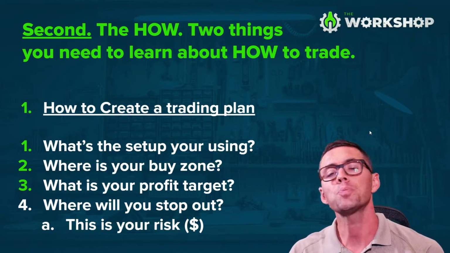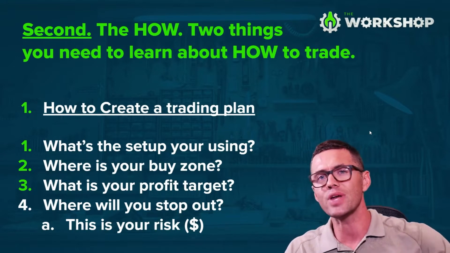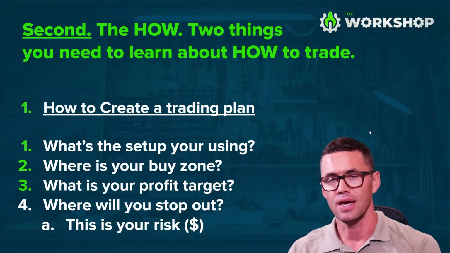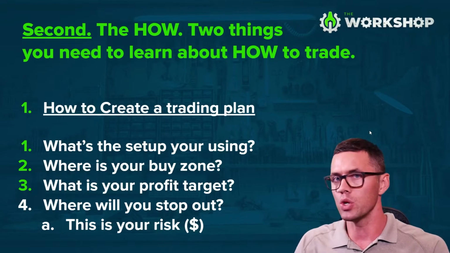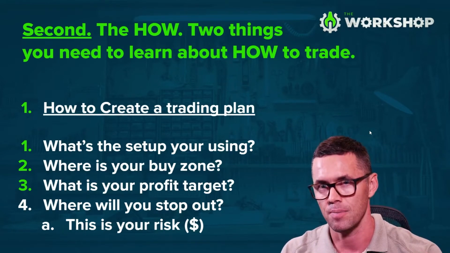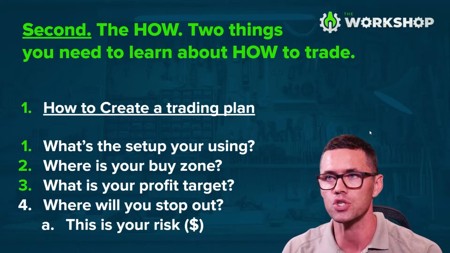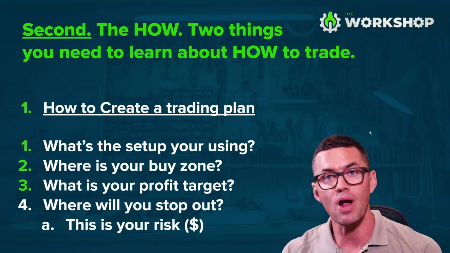Thirdly, what is your profit target? Once you buy, where are you looking to sell? Remember last week I talked about this is not blackjack. It's not like you just put down chips, cards get dealt, you win or you lose. You decide when you're out, and you must decide, because when money's on the line, your brain short circuits. Where's your profit target? Where will you sell for profit?